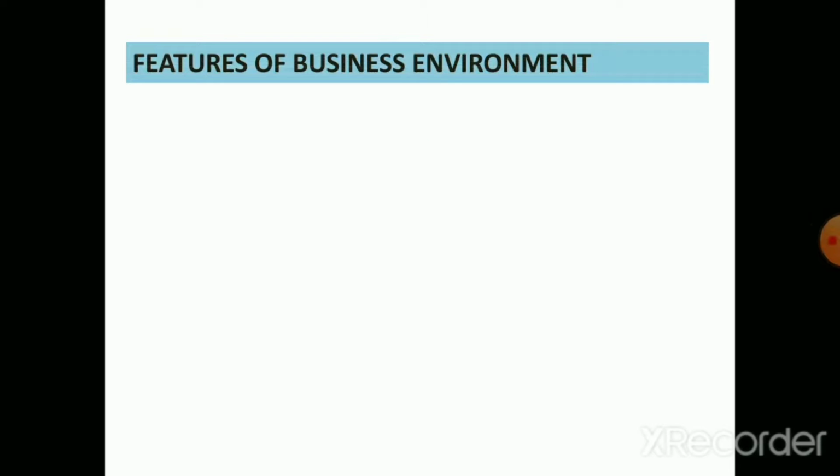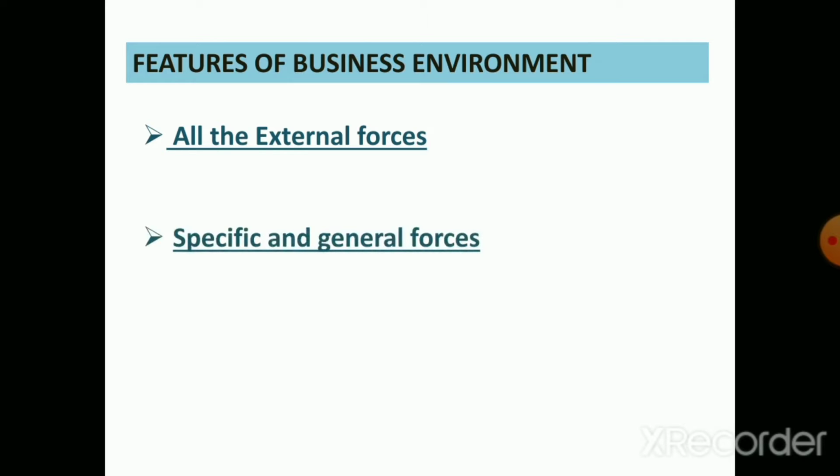Now we will discuss some features of business environment. So the first feature is all the external forces. The business environment includes all the forces, institutions, and factors which are external to the business organization. As we have discussed earlier, all these forces or factors include social, economic, political, technological factors, etc., which affect the business.